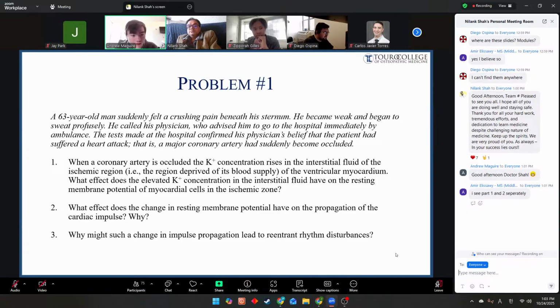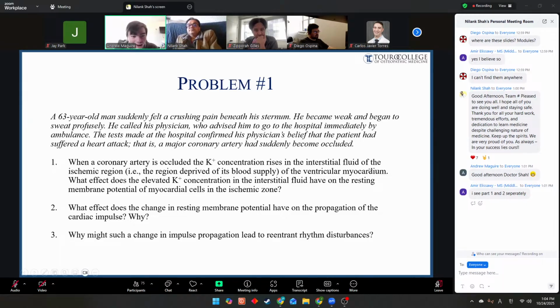For this case, a 64-year-old man suddenly felt a crushing pain beneath his sternum. He became weak and began to sweat profusely. He called his physician, who advised him to go to the hospital immediately by ambulance. The tests made at the hospital confirmed his physician's belief that the patient had suffered a heart attack, that is, a major coronary artery had suddenly become occluded. Do you want me to read the rest of it? Yeah, please go ahead.